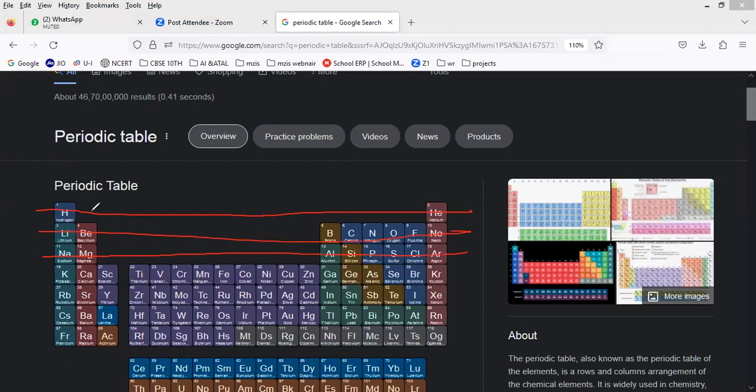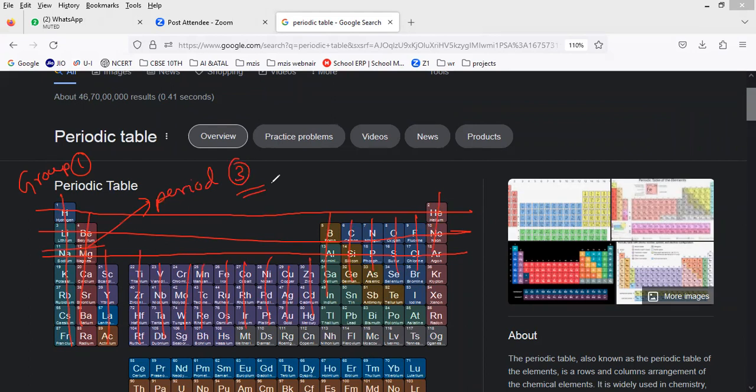This is the group 1, group 2, group 3, group 4, 5, 6, 7, 8, 9, 10, 11, 12, 13, 14, 15, 16, 17, 18. Now, which group is it coming in? Group 1 and period? Period 3. That's all it is. Clear, everybody?